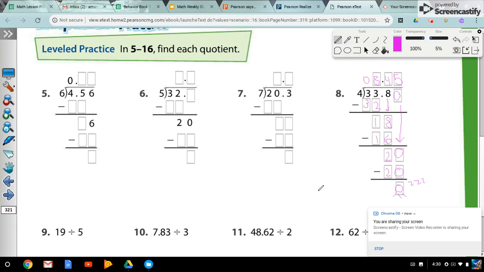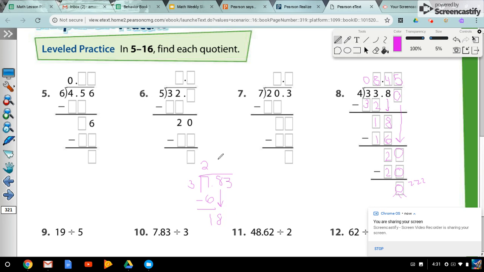Okay. Now let's try number 10. It's right here. It says 7.83, or 7 83/100, divided by 3. 3 can go into 7, so I'm going to do 3 into 7 2 times. 3 times 2 is 6. Now I subtract. 7 minus 6 is 1. I'm going to bring down that 8.